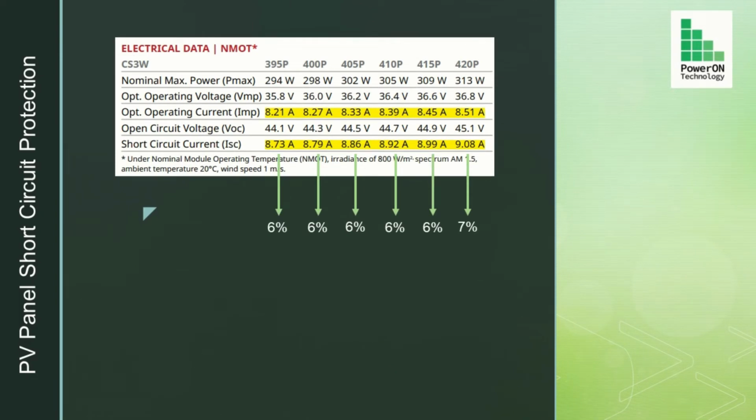The question arises, why is there such a small difference between the operating and short circuit current of PV panels? The reason is quite simple: the smaller this difference, the lower the PV panel losses. It is obviously a design objective to keep the PV panel losses as low as possible. Ideally, the PV panel designers would like to have this difference zero, but that is not possible.